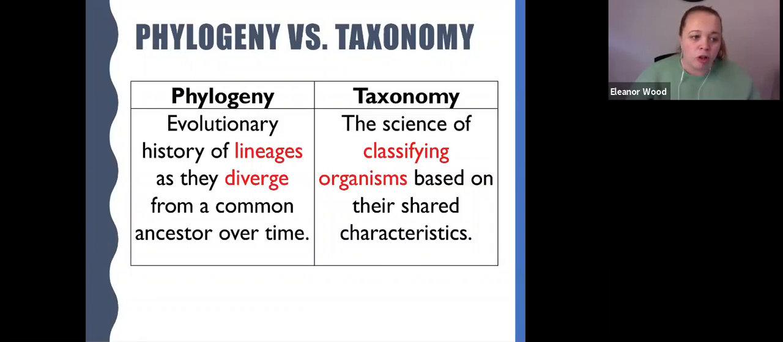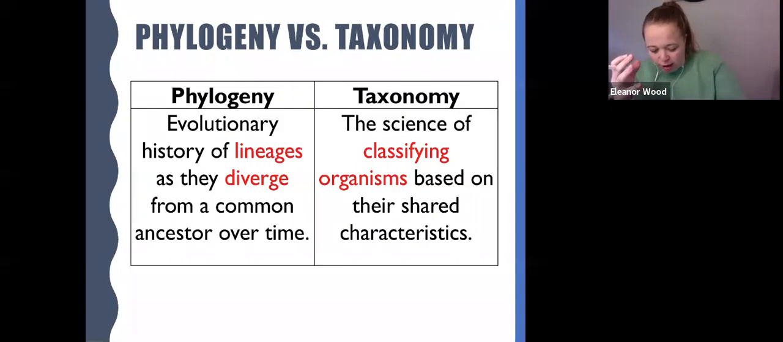Phylogeny shows us the evolutionary history of organisms. So phylogeny is the study of where did they come from, when did they diverge from each other, how are these two species related to each other? Whereas taxonomy is the science of classifying organisms based on their shared characteristics.